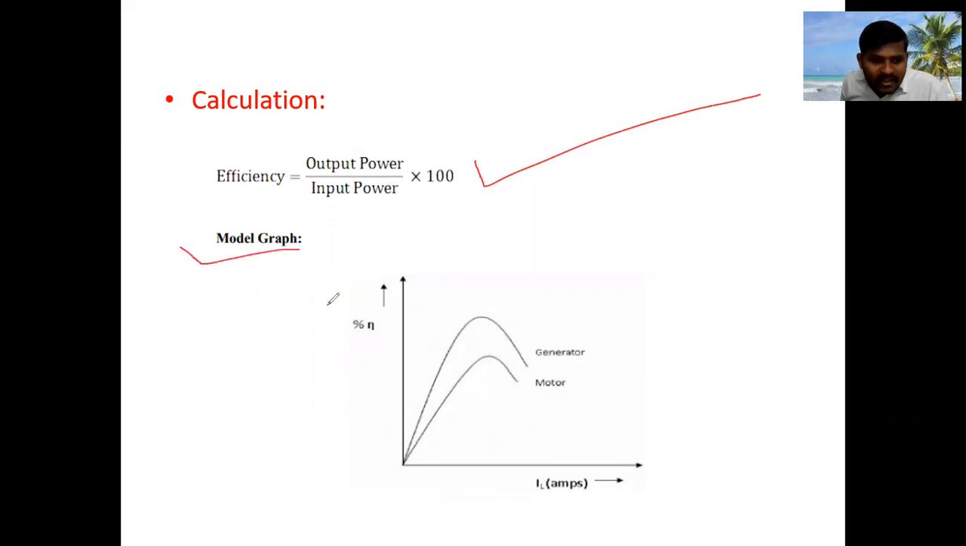And the model graph for that: efficiency versus load current IL in case of motor and in case of generator. So this graph will be obtained like this. As the current increases, or we are assuming the load, म्हणजेच current increase करतोय, the efficiency increases in case of generator and in case of motor. So this model graph will be like this.